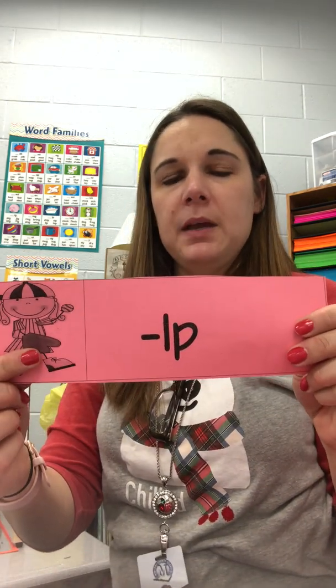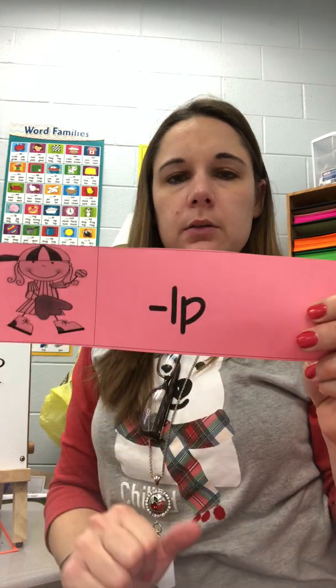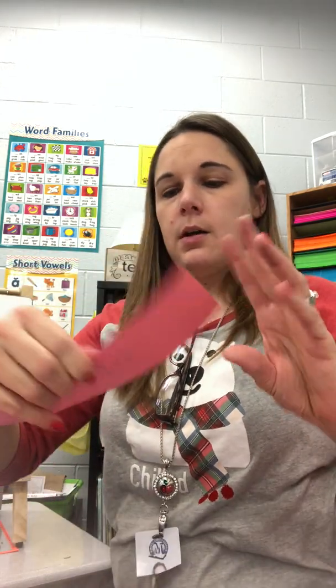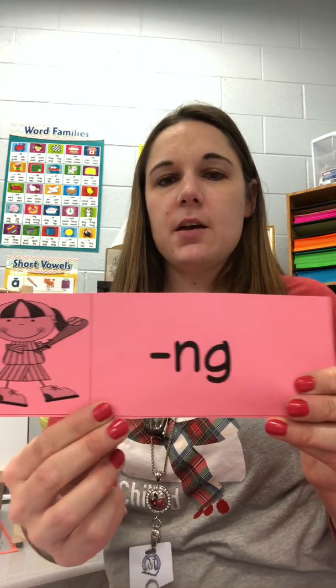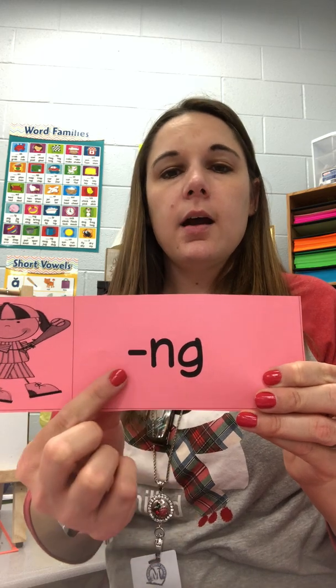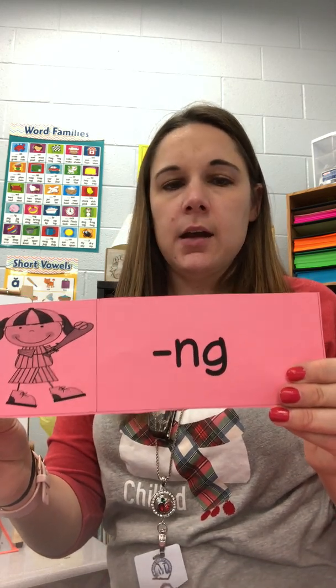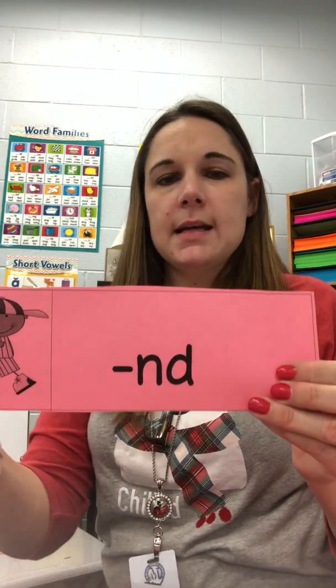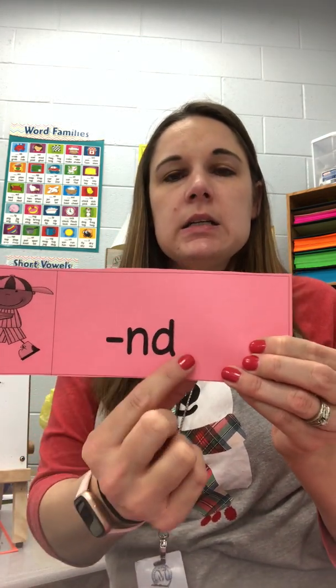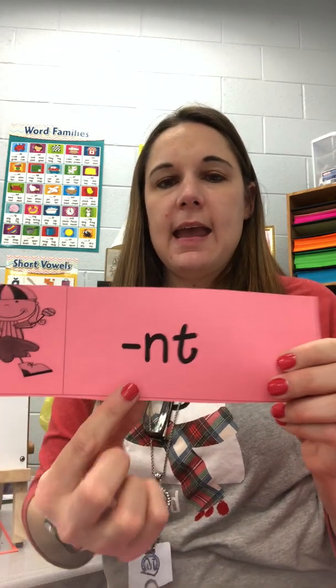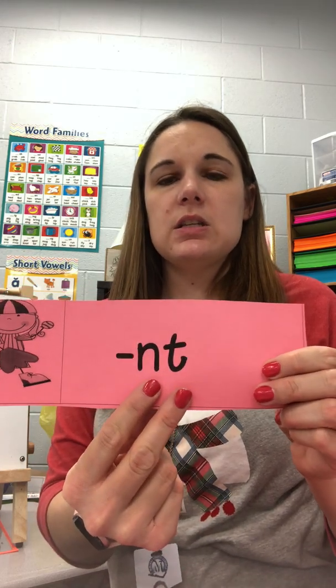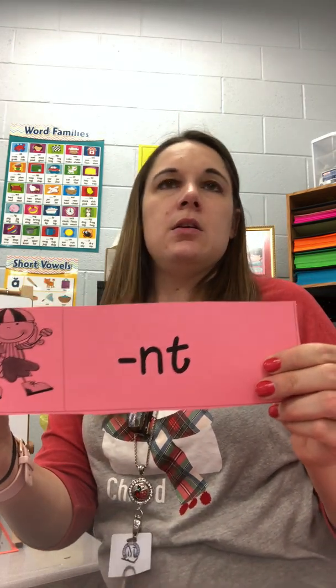Next one, LP. Ulp, like in help. Our next ending blend, unk, like in skunk. Okay, NG, our next sound, ng, like in sing. Next ending blend, ND, and, like in the word sand. Next ending blend, NT, the sound says nt, like in don't.